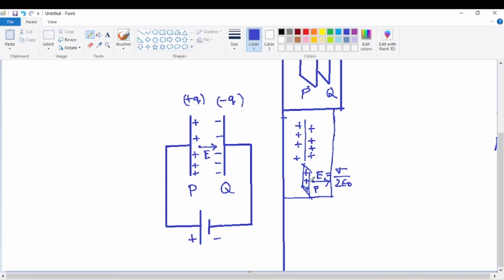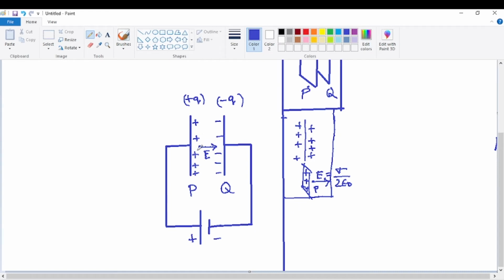For an infinite plane sheet, the electric field is uniform, depending exactly on the surface charge density. So the same thing happens here also. Near the positive sheet, the electric field will be uniform. The same thing happens even with the negative sheet also. At all points, the electric field is uniform.